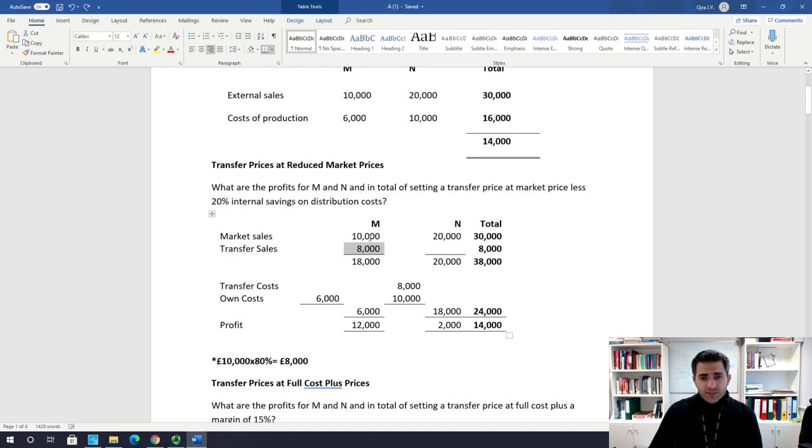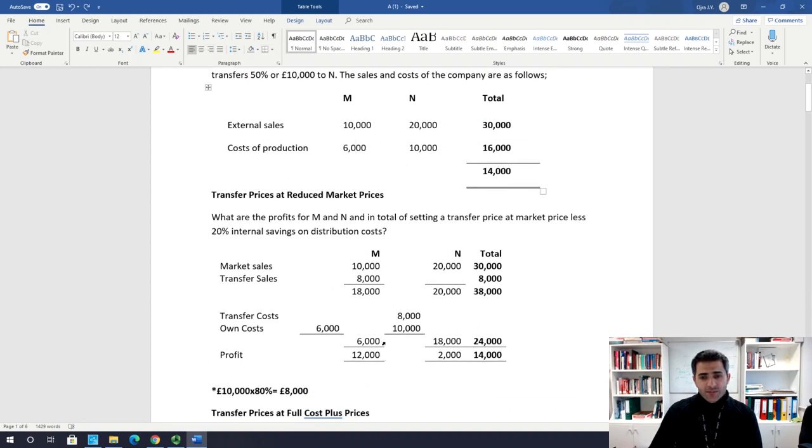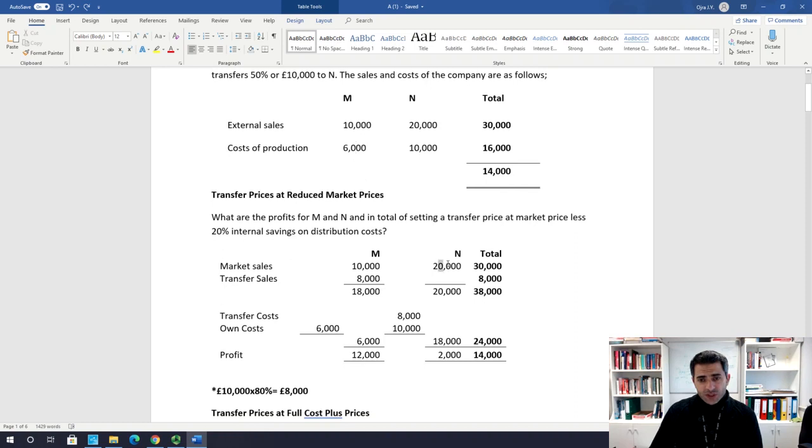So for M, 10,000 is external, 8,000 internal, total sales 18,000 minus own cost 6,000, and that gives the profit for M of 12,000. For N, externally 20,000, which is here. They have their own cost of 1,000 plus the transfer cost, the same as transfer sales for M. So 2,000 for N. So overall the profit for the business is £14,000.